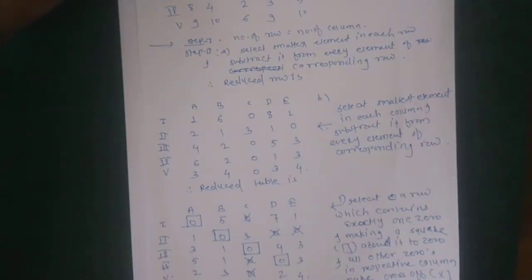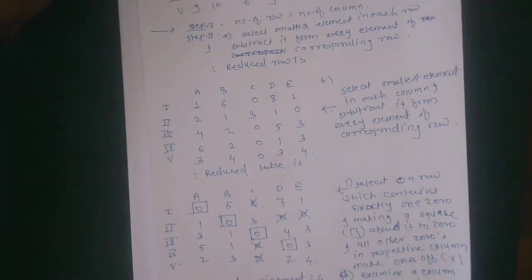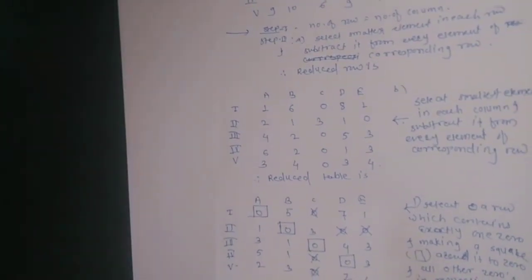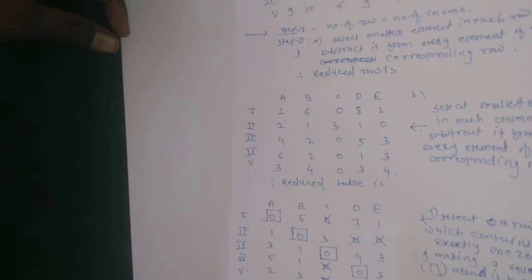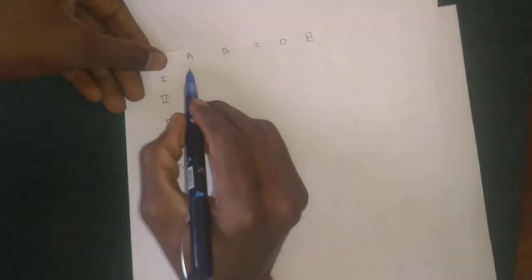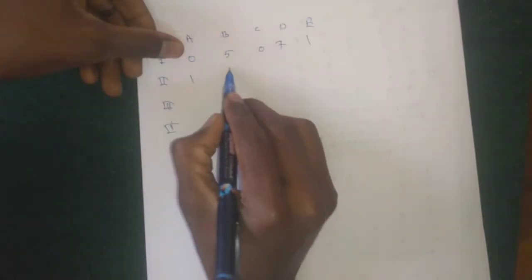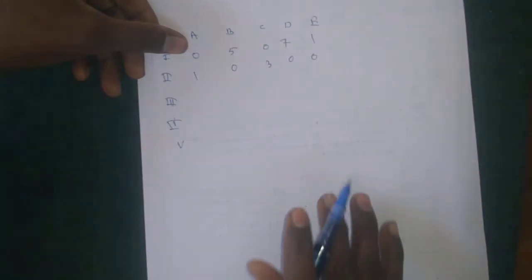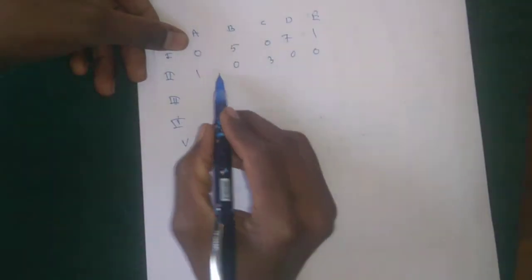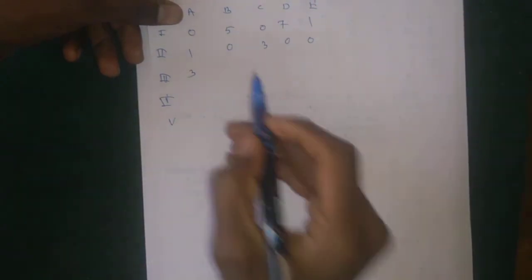Okay, so the number of assignments is not equal to the number of rows, therefore this is not an optimal solution. Then draw a line. Firstly, select the tick: 05071, then next is 10300, then 31, then 31023, 043, 30.